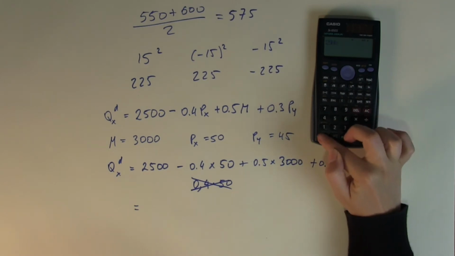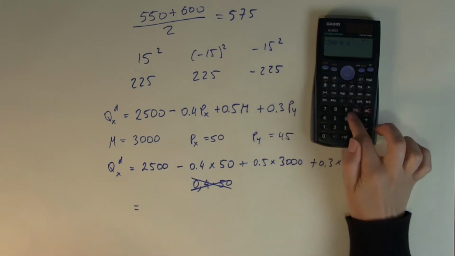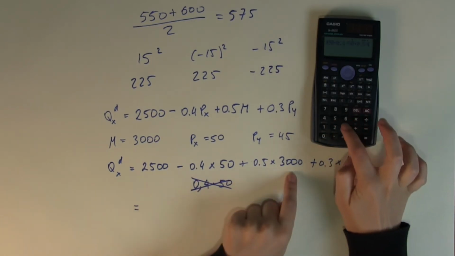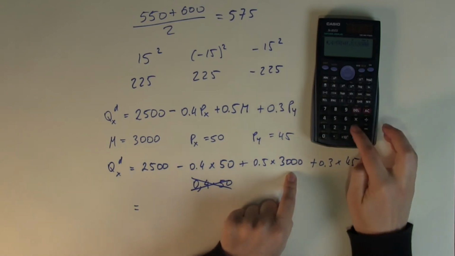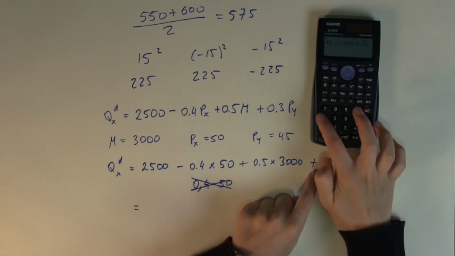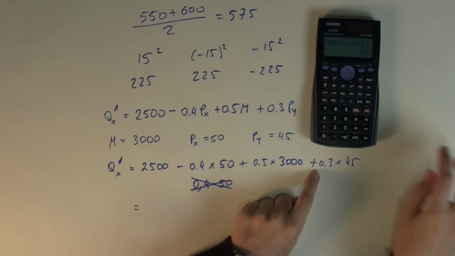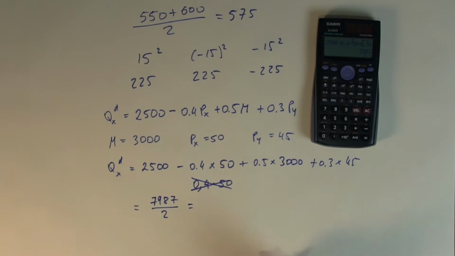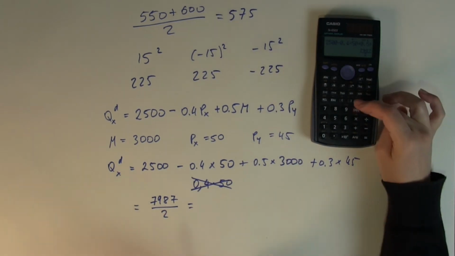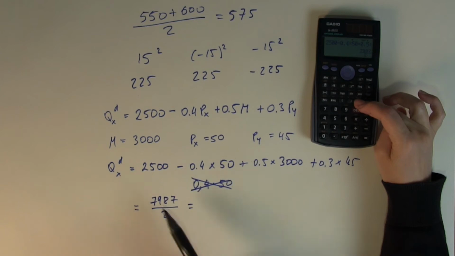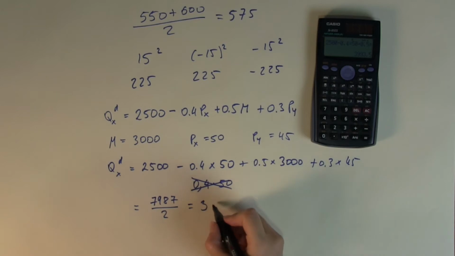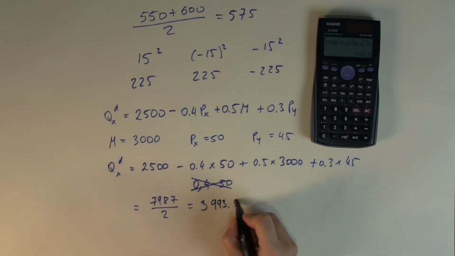So 2,500 minus 0.4 times 50 plus 0.5 times 3,000 plus 0.3 times 45. And the final answer should be 7987 over 2. Again, this is a fraction which we can't really use because in economics we're working with demands, so fractional demands don't really make much sense. So this would actually be 3,993.5.